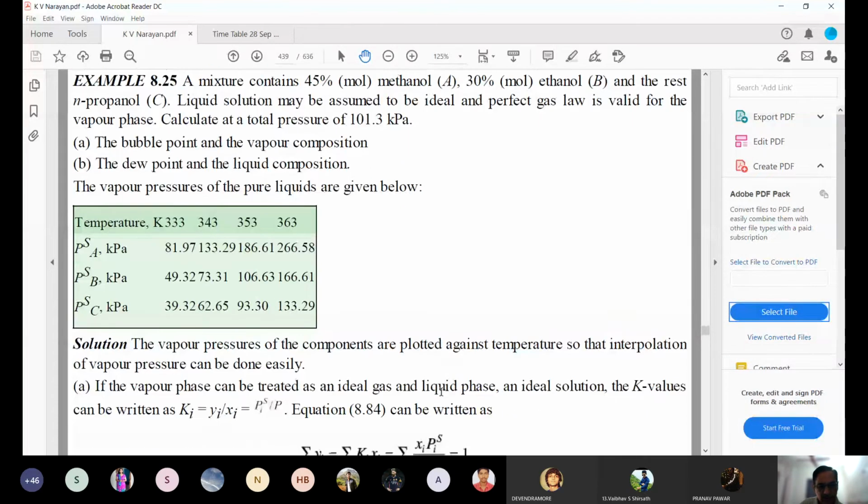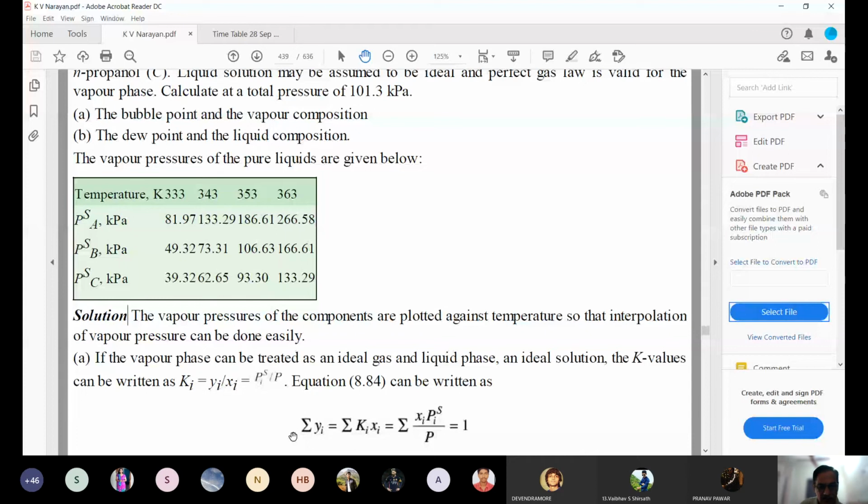So if we take this, you can write this equation: summation of y is nothing but Ki Xi, and on substituting we get summation of Xi into Pi sat upon P is equal to 1. This condition should be satisfied. Now we have to assume a temperature, whatever it is. Suppose here it is given 330, suppose you calculate for 333, find out what the summation of yi comes to.